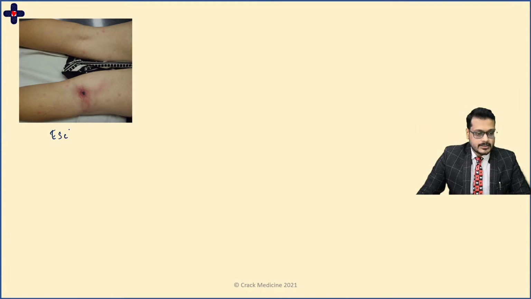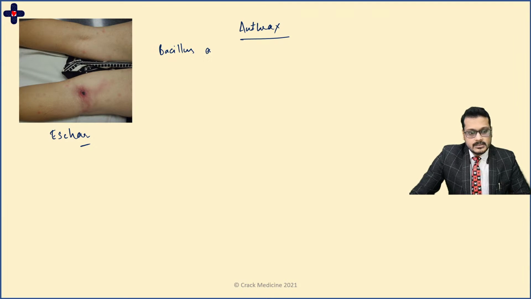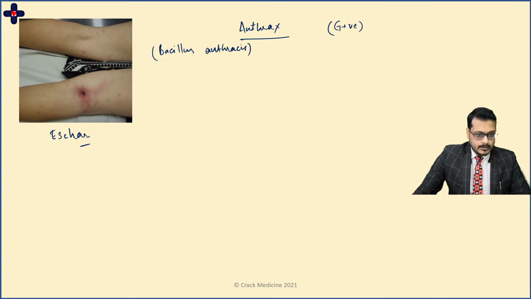This is what a black eschar looks like. While we are on the topic of anthrax, this is a very nice bioterrorism agent. Okay, so this is caused by Bacillus anthracis. Easy name to remember. Then it's a gram-positive bacilli, like you read. Basically, anthrax has three forms of disease.